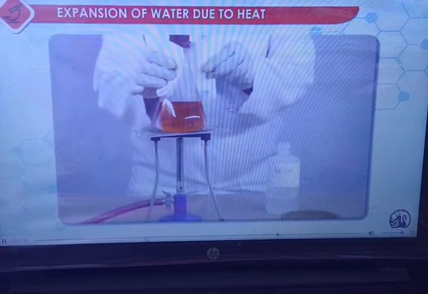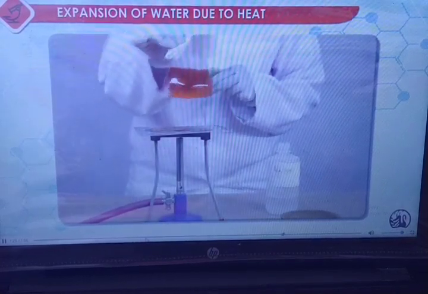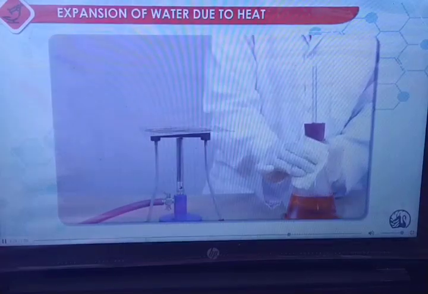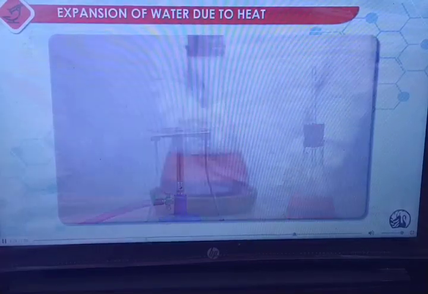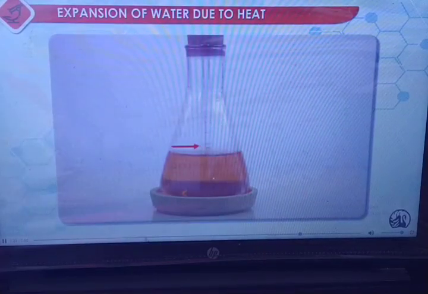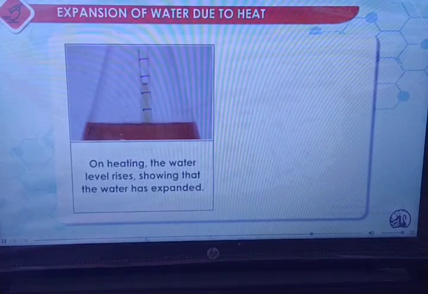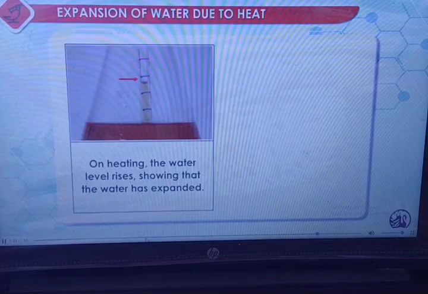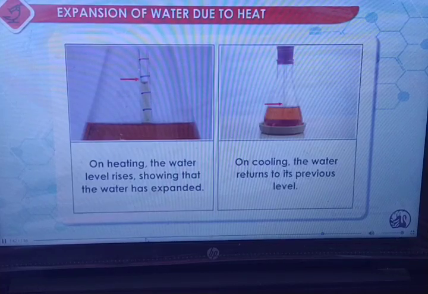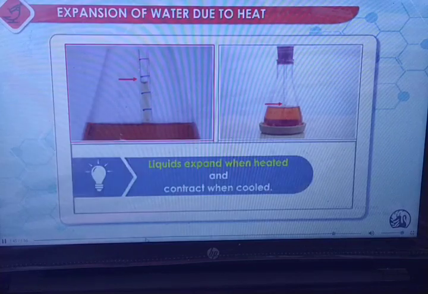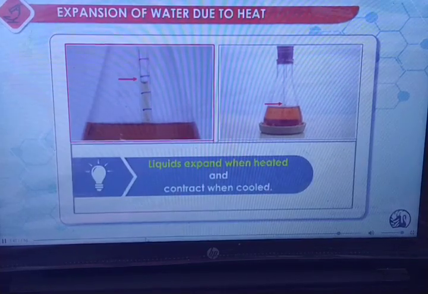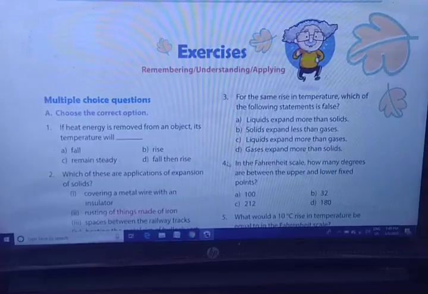Now you have to stop it, catch it very carefully and take it down, and now you can see where the level is. So on heating the water level rises, showing that water has expanded. Got it? And on cooling the water returns to the previous level. So liquid expands on heating and liquid contracts on cooling.